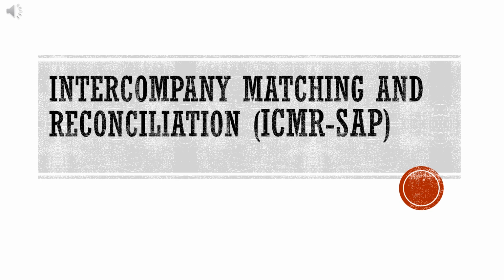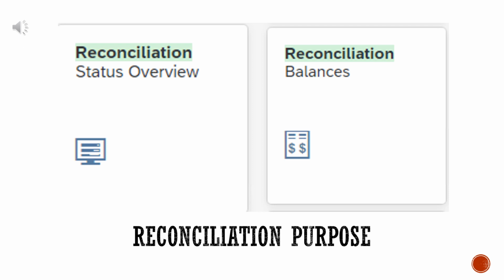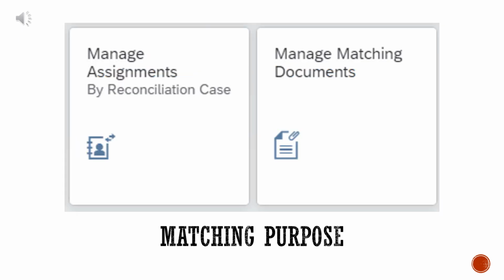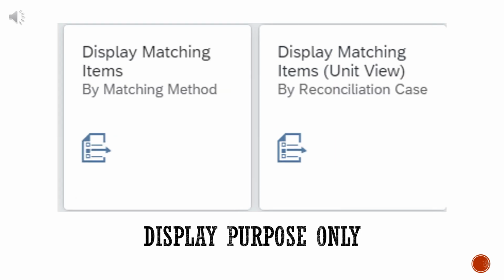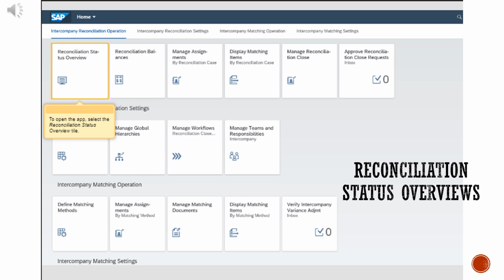In today's video, we will be talking about intercompany matching and reconciliation. Let's first list out what all Fiori apps we will be using. For reconciliation purpose, we have Reconciliation Status Overview and Reconciliation Balances. For matching purpose, we have Manage Matching Documents and Manage Assignment by Reconciliation Cases. For display purpose, we have Display Matching Items by Reco Cases and Display Matching Items by Matching Methods. Now let's go through them.